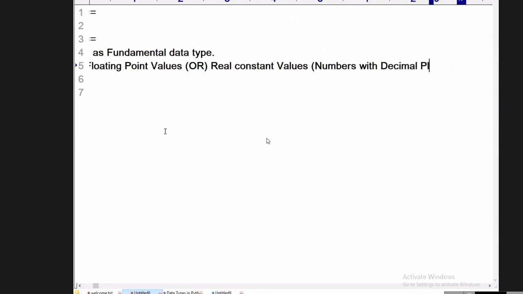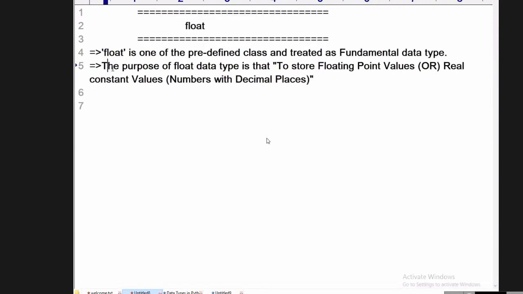This is the meaning of it. Numbers with the decimal places. The purpose of float data type is to store floating point values or real constant values, that is numbers with the decimal places. What are the examples, sir?